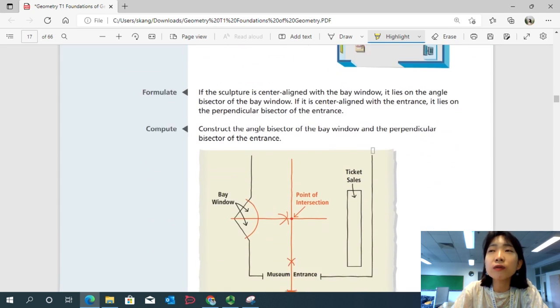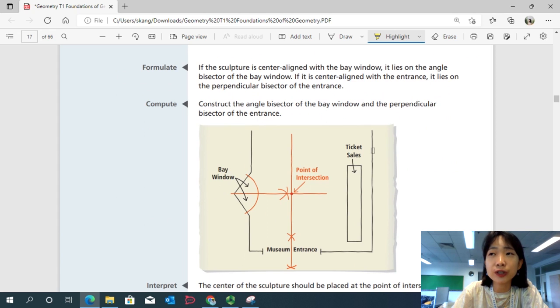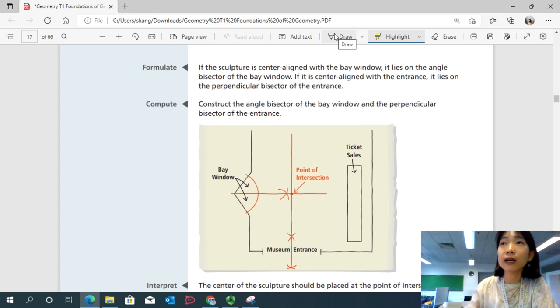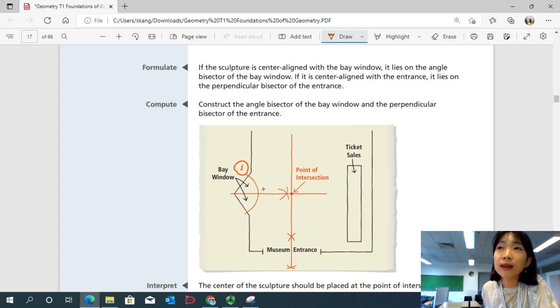Okay? So first, how do you draw the angle bisector? Follow these steps. You're going to first draw the arc that intersects both rays of your angle. Okay, this is your first step. And then, second step, you're going to draw two interior arcs from your intersection points on the angle. This is your second step.